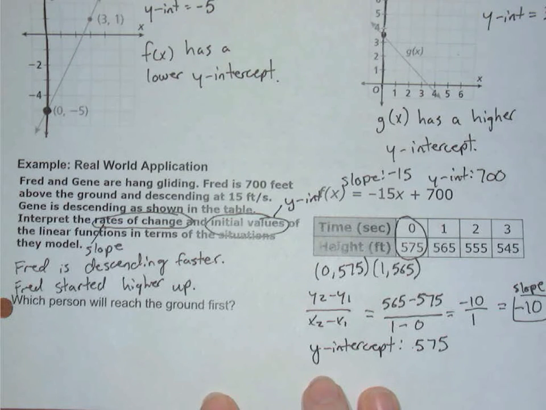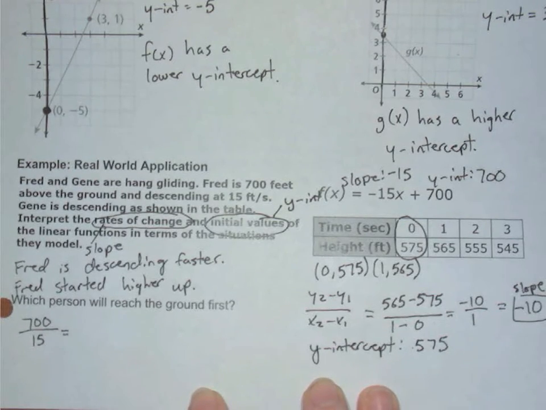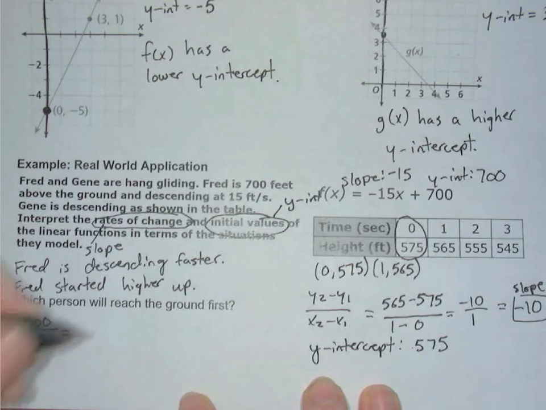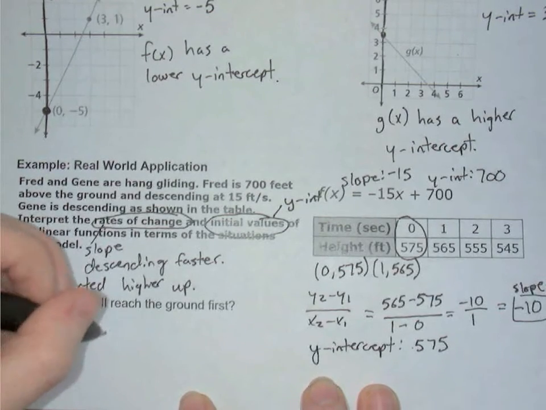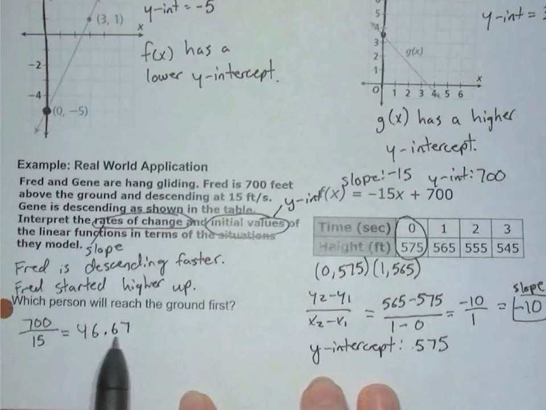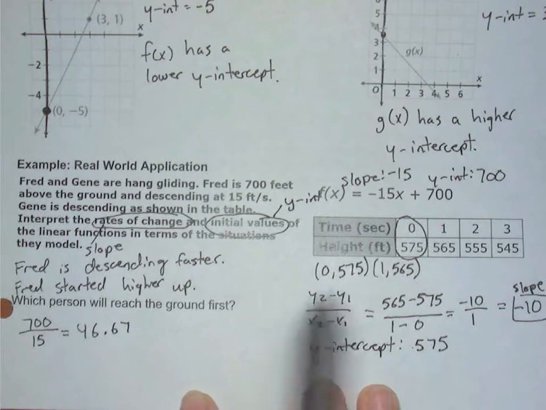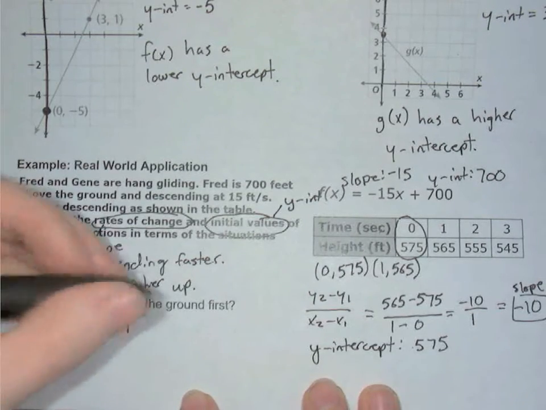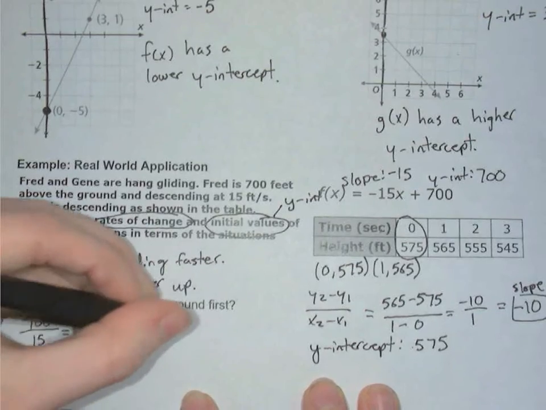So if we wanted to figure out the time it would take him to get all the way to the ground, all we need to do is take that 700 feet and divide it by the 15 feet per second. So 700 divided by 15 gives me 46.67, and I rounded there. We see that our time is in seconds, so that will be seconds.